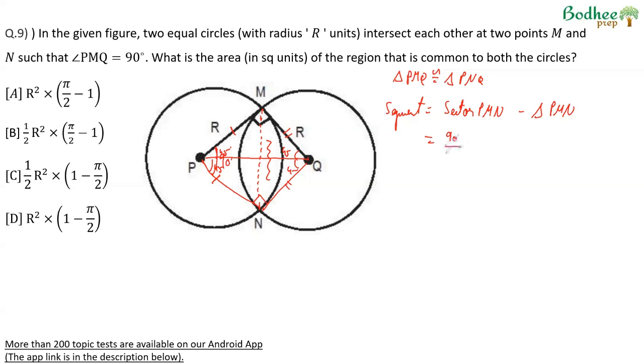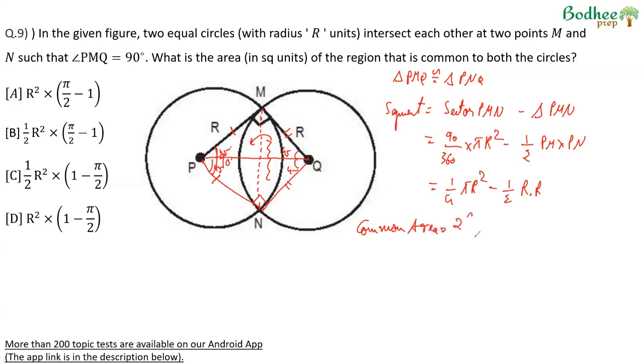Sector PMN will be 90 by 360, because angle P is 90, into pi r squared. Triangle PMN will be half of PM into PN, because again angle P is 90. This is 1 by 4 pi r squared minus half of r into r, which is half of r squared. This is one segment. The required area will be the double segment. Therefore, common area will be double of this. Common area comes out to twice into 1 by 4 pi r square minus half r square.